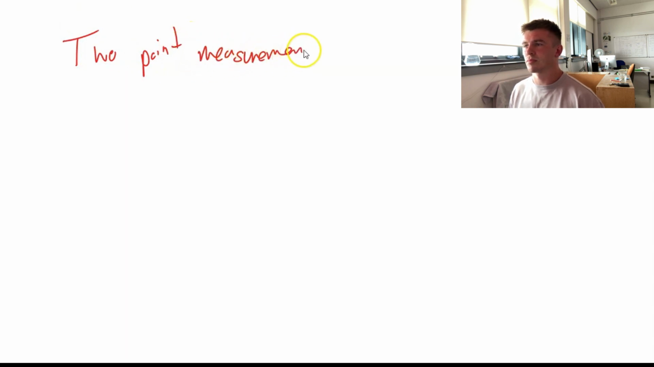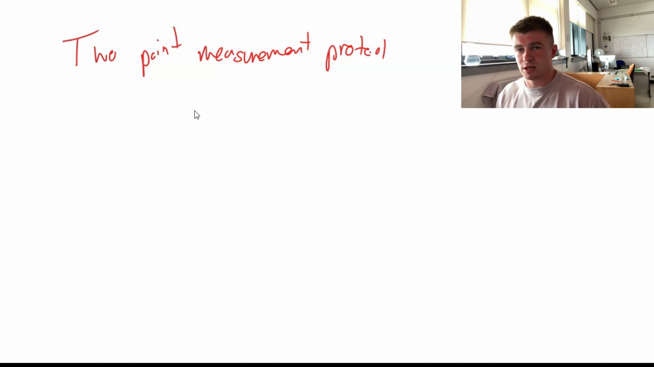Okay, so here what we're going to do is go over something called the 2-point measurement protocol. And what this is going to do is allow us to build probability distributions for physical quantities that don't have a Hermitian observable associated with them. So two examples of these are heat and work, which is what we're interested in.